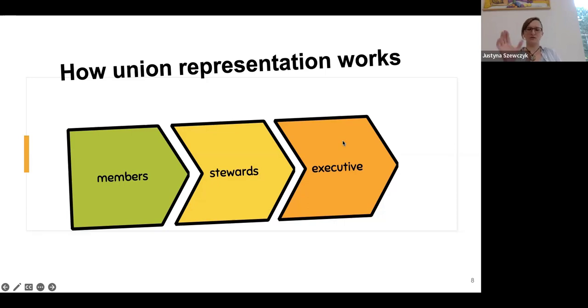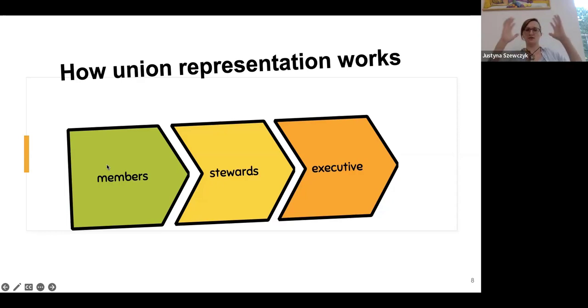By the executive, we mean the smaller group of people who runs the day-to-day business of the union. So the president, vice presidents, chief stewards, who help with the grievances. So this group of people helps to run the administrative side of the union, and also represents the members in communication with the university.